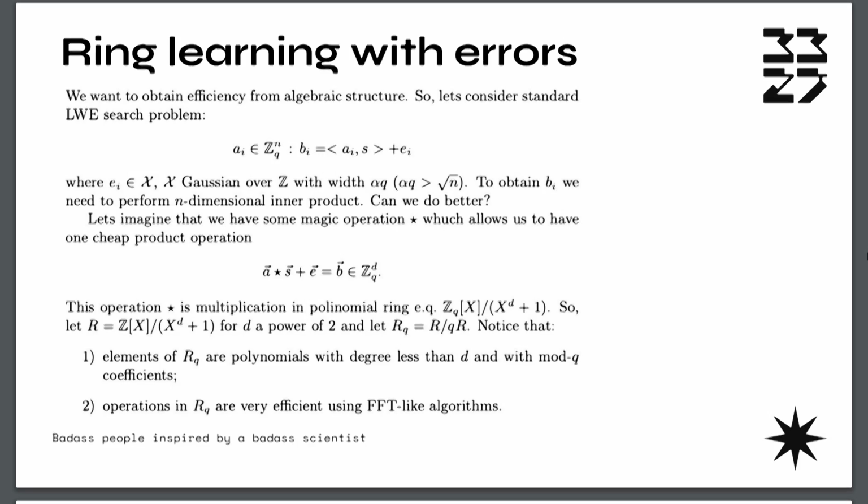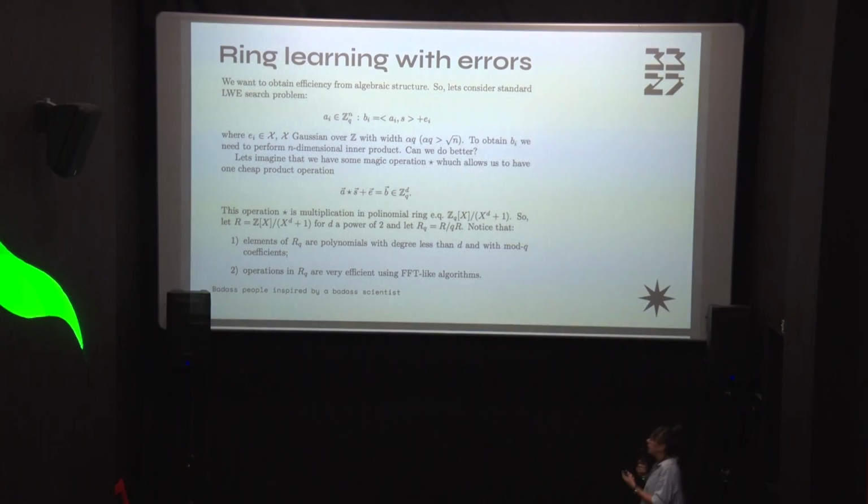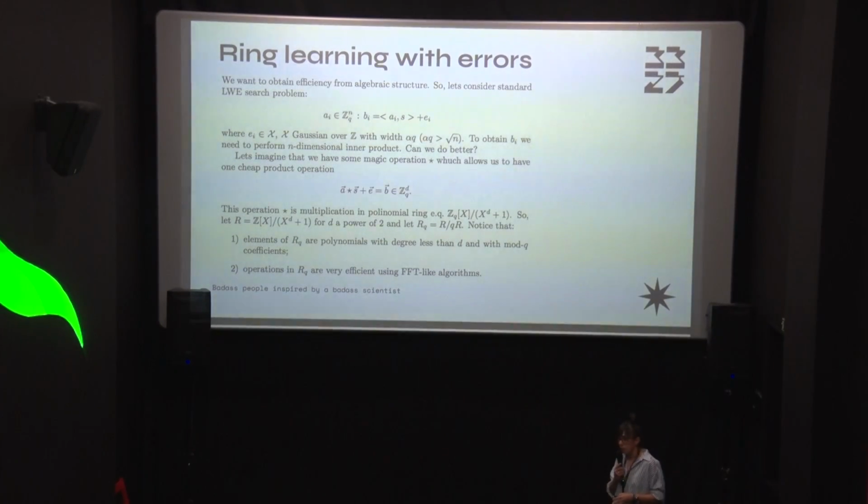And we want to have some magical operation here to obtain a cheap product operation. So in order to obtain this, we will use a ring of polynomials. Why? Because we can use the fast Fourier transformation in order to calculate this in a fast way. So because of optimization reasons, we will choose to work with a ring of polynomials.